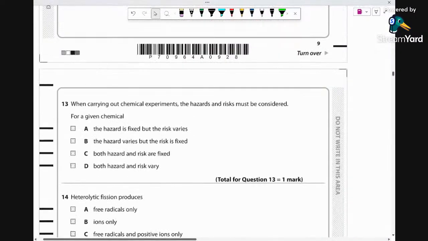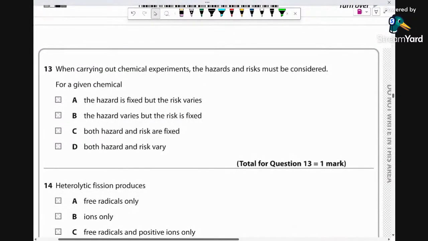Neat question, like it. When carrying out chemical experiments, the hazards and risks must be considered. Agreed. For a given chemical, the hazard is fixed, but the risk varies. That's correct. Hazard is what it could do to you. So, for example, fire, the hazard is its high temperature could lead to burns. That's the hazard, and you can't ever have cold fire, so the hazard will be fixed. But the risk will vary because we can alter the risk by having precautions. So I think A is correct? The hazard varies, but the risk is fixed? No, because risk is the probability.